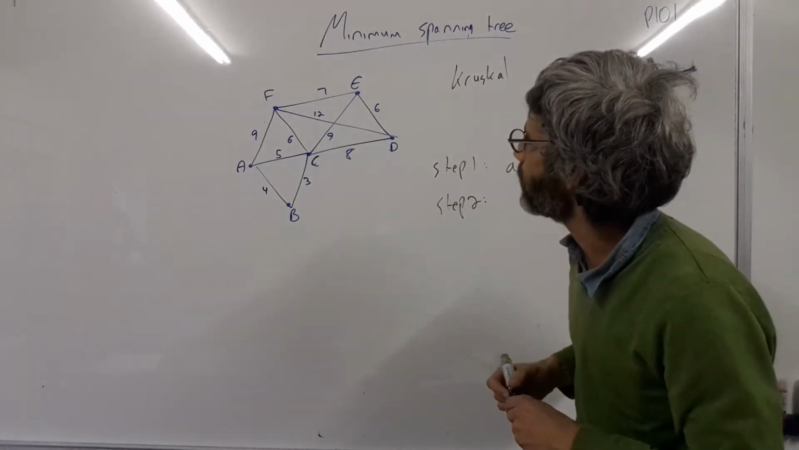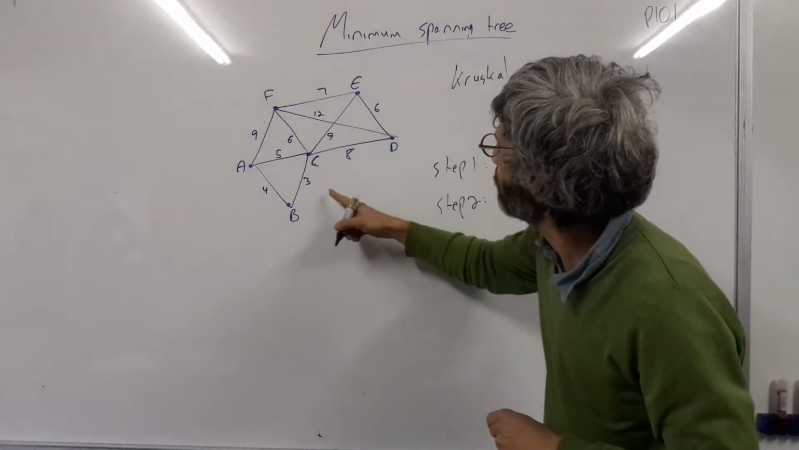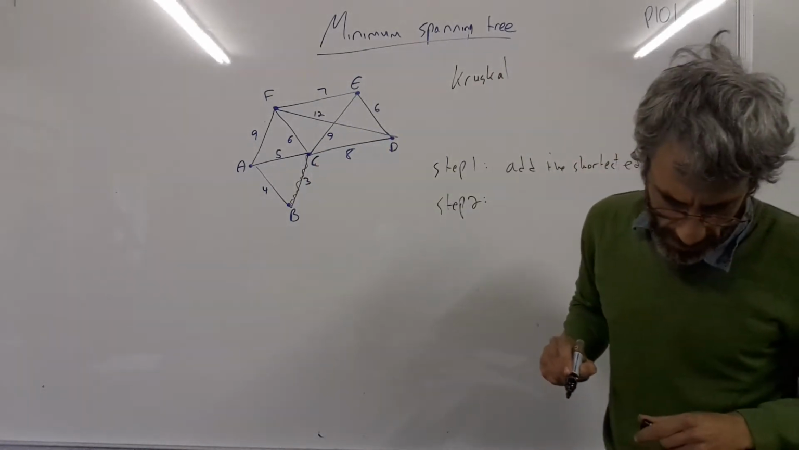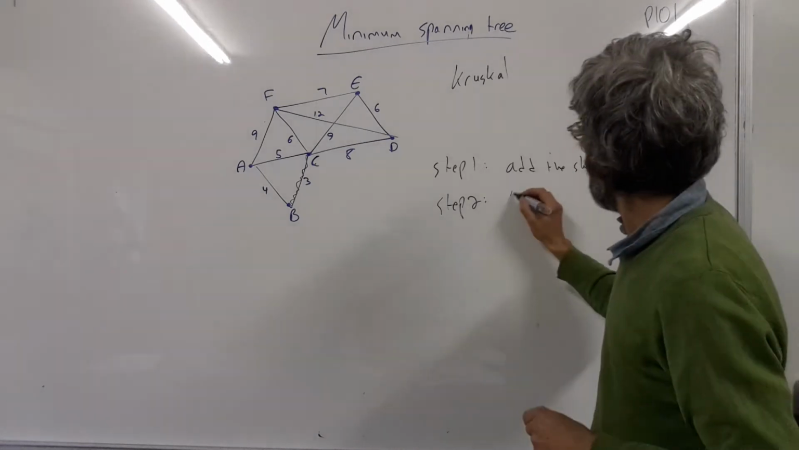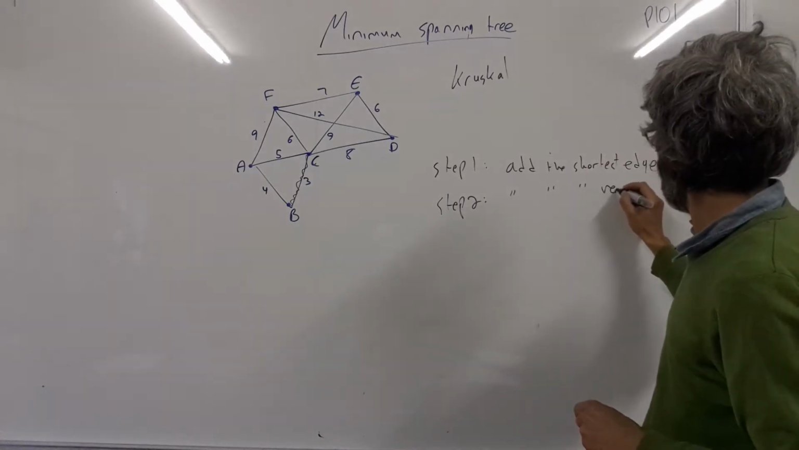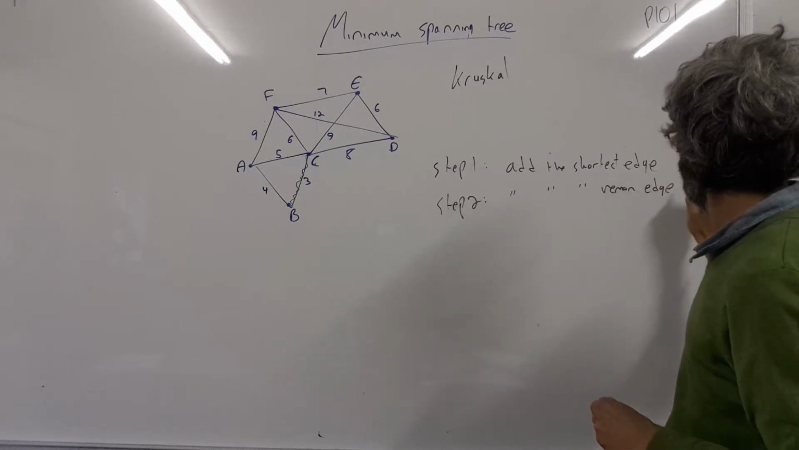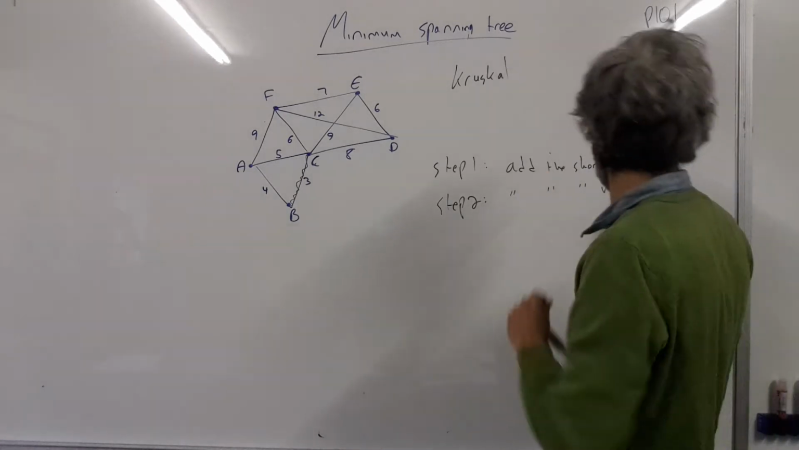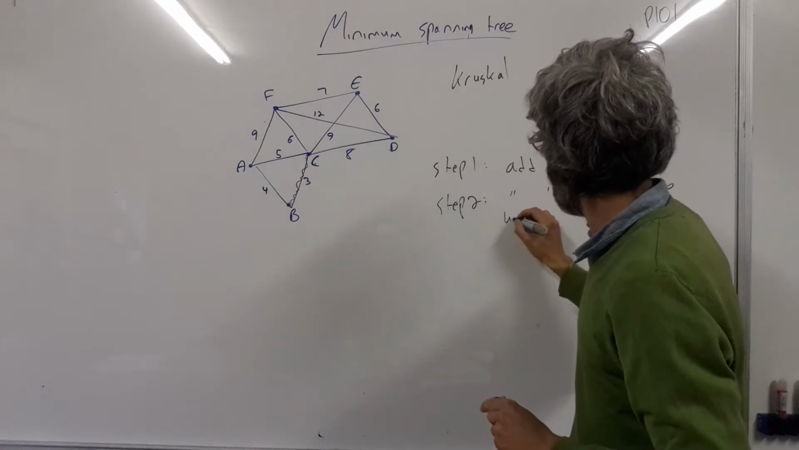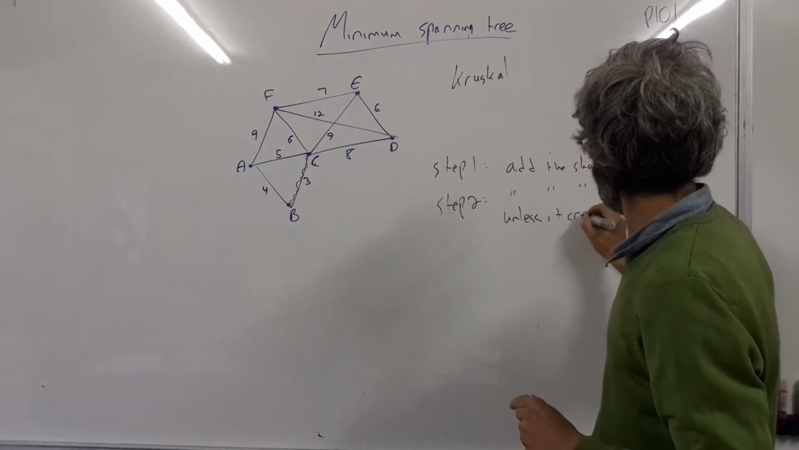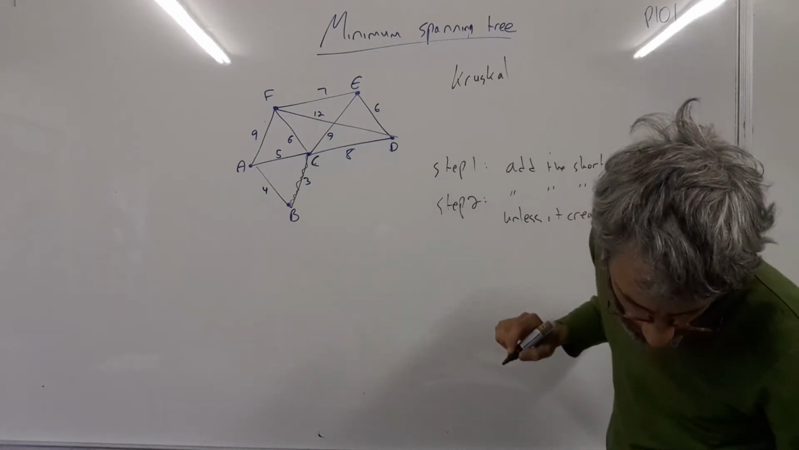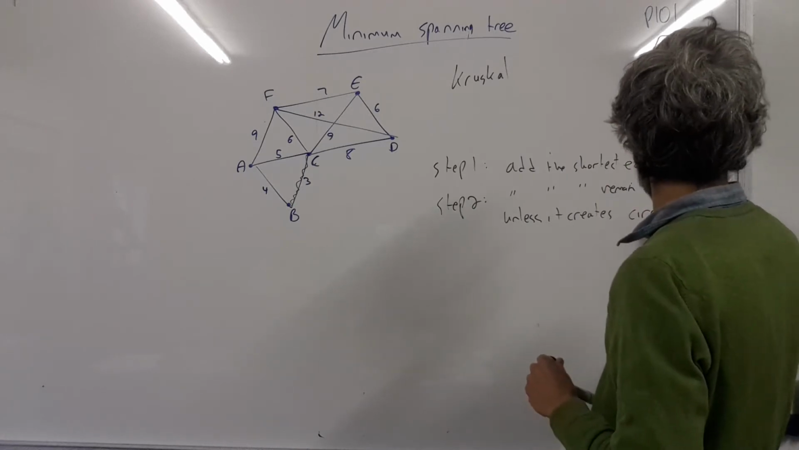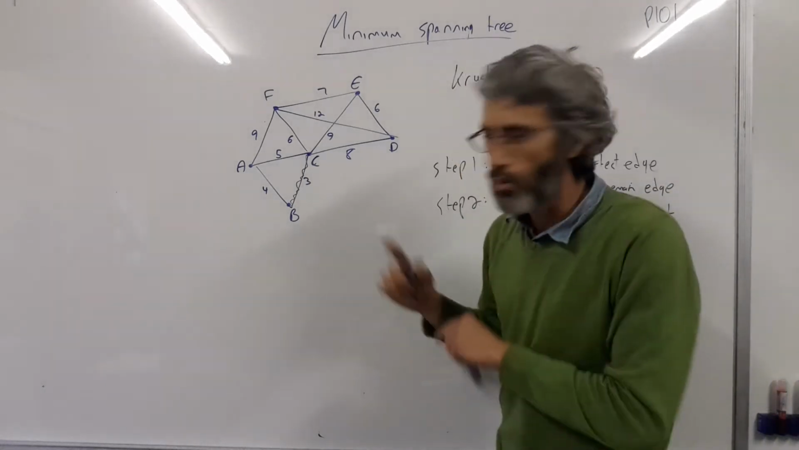So, what is the shortest one? 3, I think so, yeah. So we're going to do a squiggly, okay? Right, that's step 1. Step 2, add the shortest remaining edge to the spanning tree. Just add the remaining shortest edge, provided it does not make a circuit. Yeah, unless it makes a circuit. What does a circuit mean? You'll see in a second.